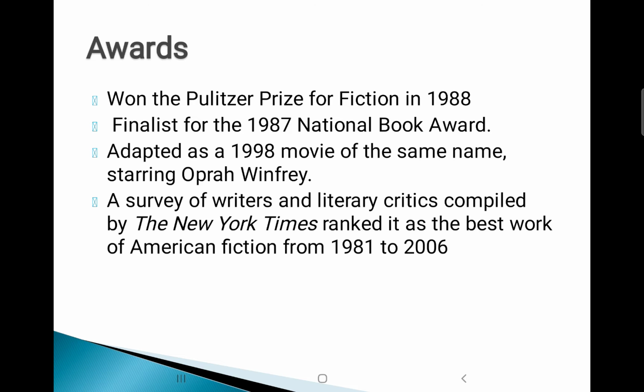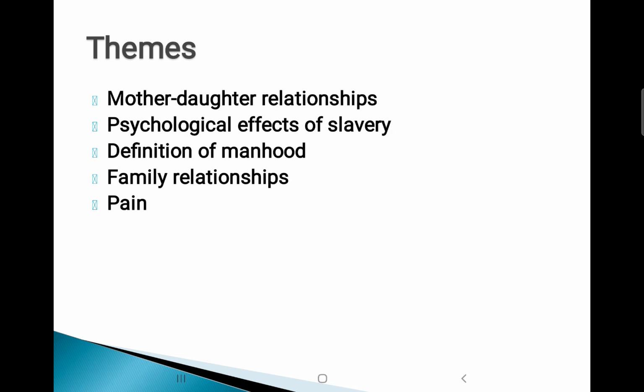Oprah Winfrey. Do you know this particular lady, Oprah Winfrey? Have you ever seen her show? If you're not familiar, go Google her and you will find what an excellent lady she is, and she is very much popular. A survey of writers and literary critics compiled by the New York Times ranked it as the best work of American fiction from 1981 to 2006. So you can see this particular book got so many awards and recognition, and Morrison became famous with this particular creation. Now let's move to the next slide.